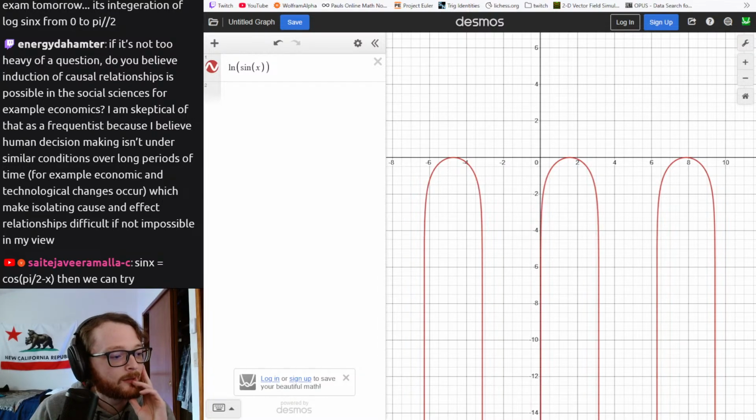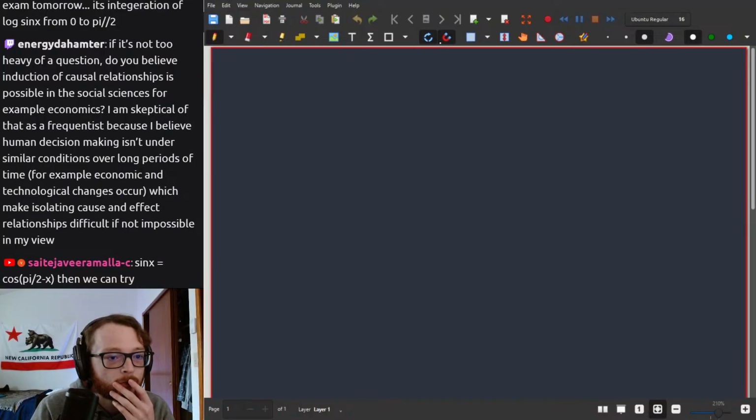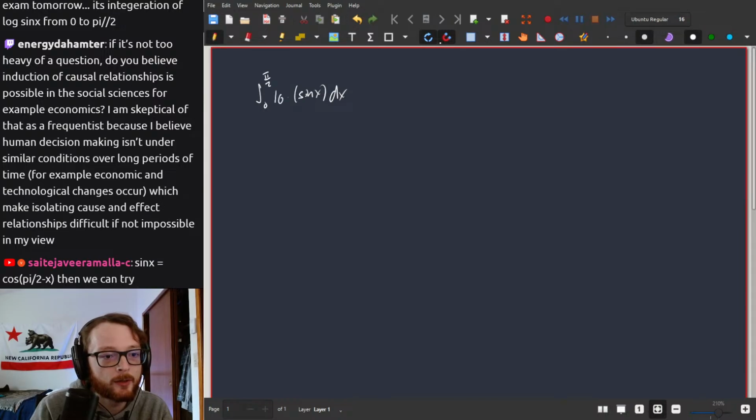That's an interesting idea, Teja, trying to split the sine up into a sum or something. Personally, I'd be curious about integration by parts. And you say log, I'm going to take it as base e though.